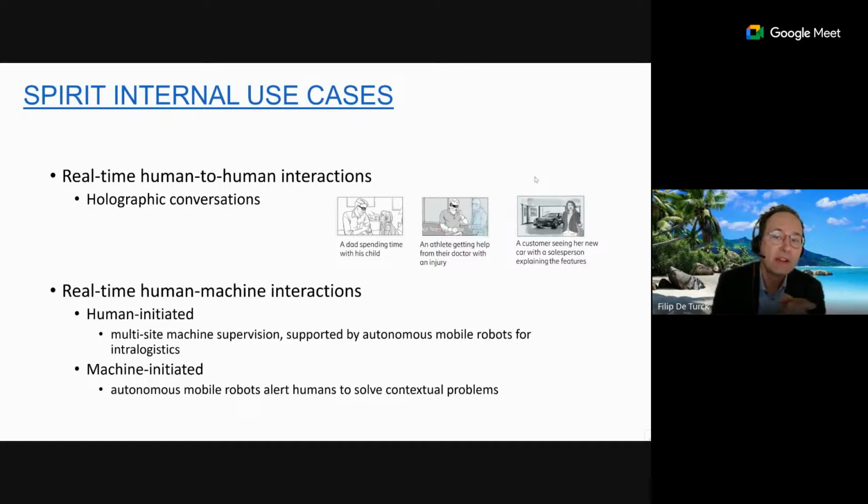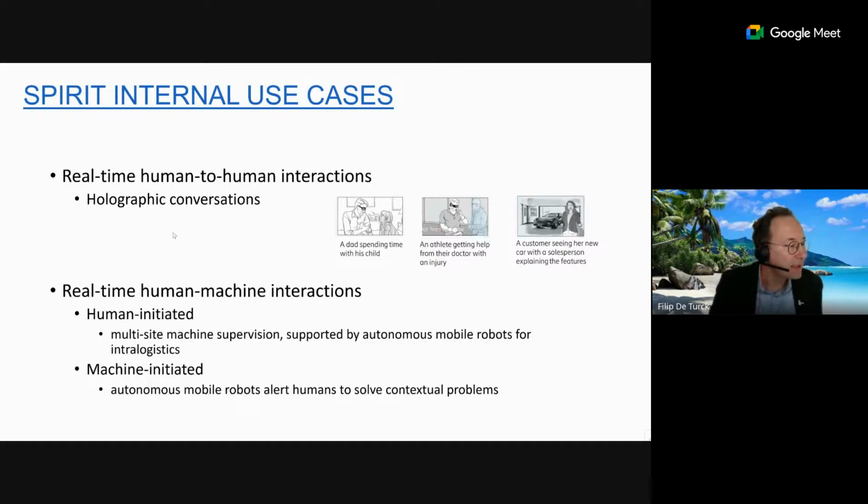And the Spirit use cases that I want to show you are listed here, and this corresponds to typical use cases when we talk about holographic-type communications. So we have the real-time human-to-human interactions, so holographic conversations, when you want to have a conversation with a person that's not locally there, but at a remote location. And also importantly, real-time human-machine interactions, where we interact basically with, for instance, mobile robots, autonomous mobile robots.